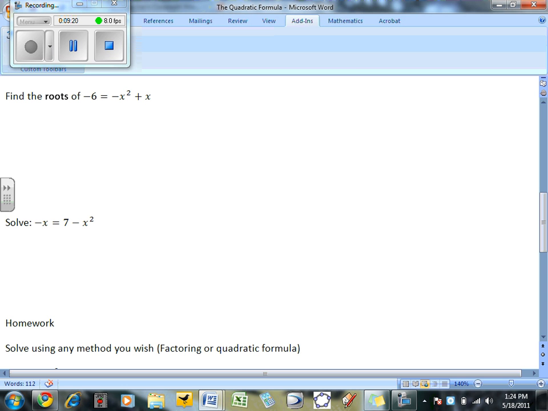So we add our 6 over, so we have negative x squared plus x plus 6. Okay, we can do our quadratic formula. Remember, what we have been doing was making sure that our x squared is always positive, so we can multiply through by a negative. So we have 0 equals x squared minus x minus 6.